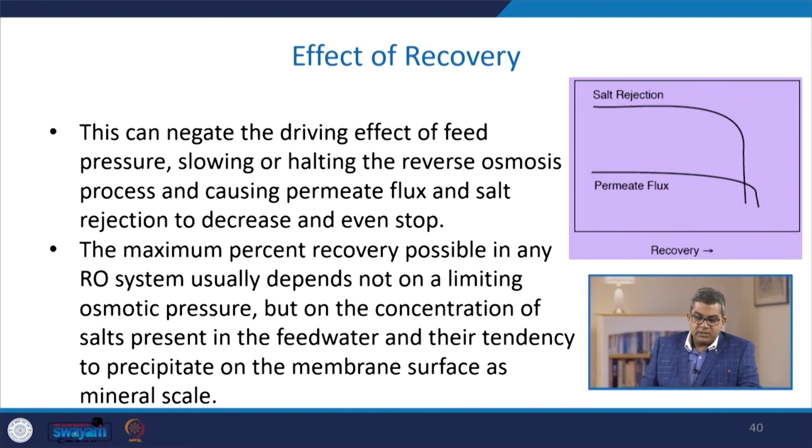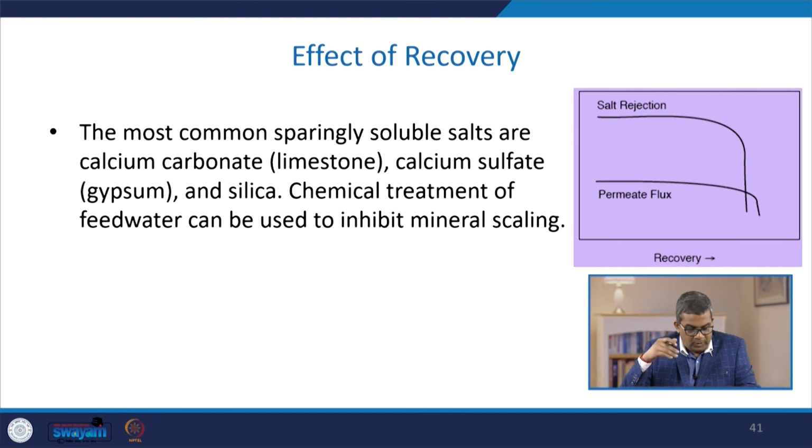So, the maximum percent recovery possible in any reverse osmosis system usually depends not on the limiting osmotic pressure, but on the concentration of salts present in the feed water and their tendency to precipitate on the membrane surface as mineral scale. The most common sparingly soluble salts are calcium carbonate, sometimes called limestone, calcium sulfate, called gypsum, and silica. The chemical treatment of feed water can be used to inhibit mineral scaling.